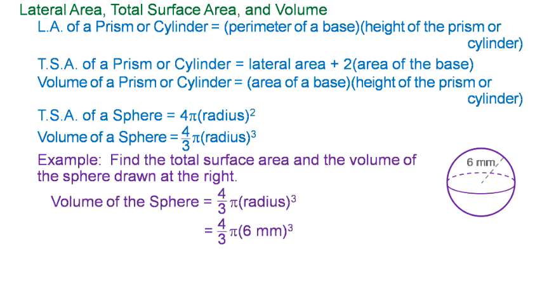To find the volume of the sphere, I can multiply 4/3 pi times the cube of 6 millimeters. To simplify this, I'll start by noting that 6 millimeters multiplied by itself 3 times is equal to 216 cubic millimeters. Since 4/3 pi times 216 is equal to 288 pi, I can conclude that the volume of the sphere must be equal to 288 pi cubic millimeters.